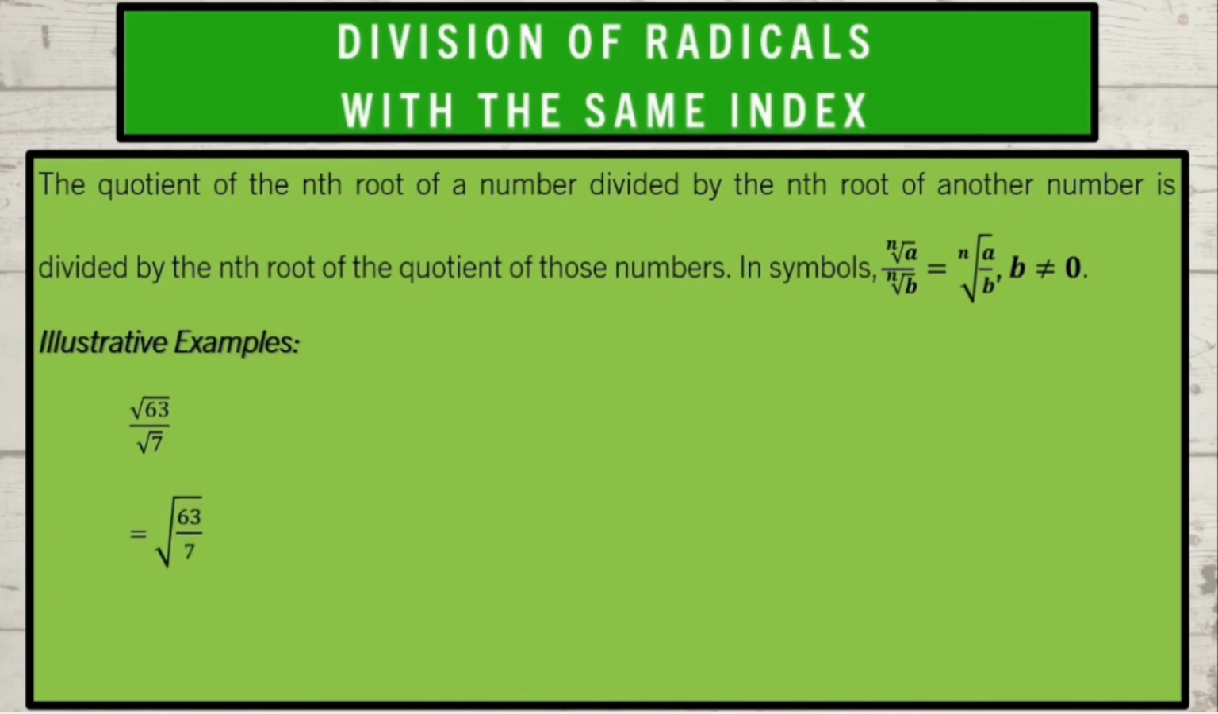So we will have the square root of 63 divided by 7, which is equal to the square root of 9, and the simplest form of the square root of 9 is 3.